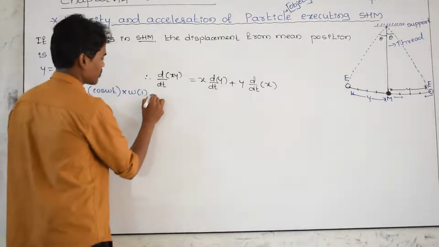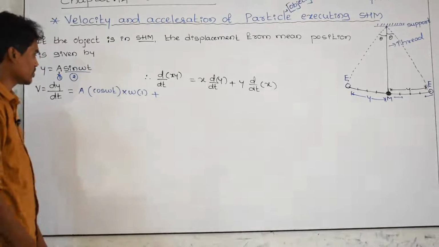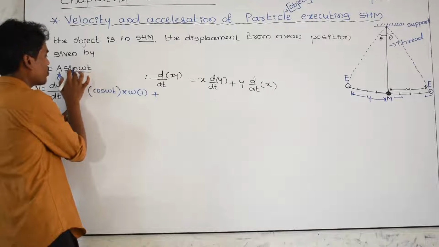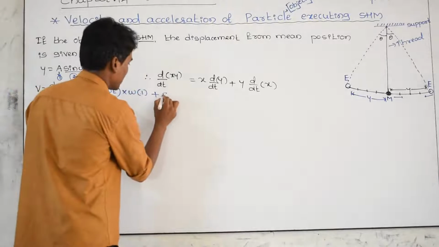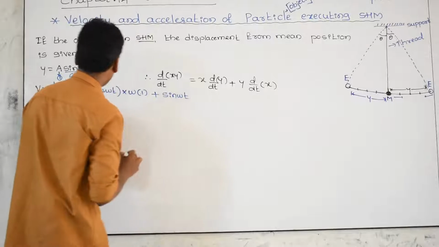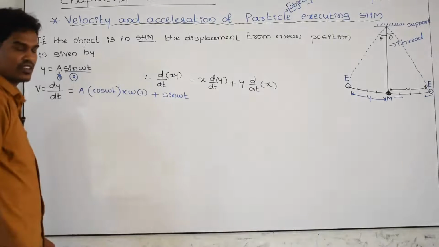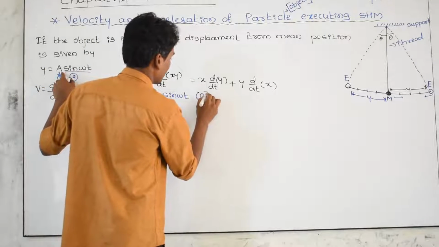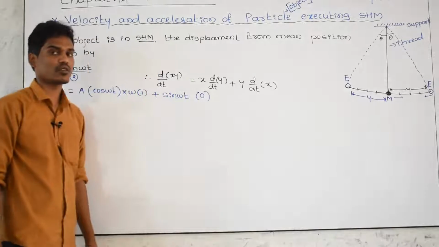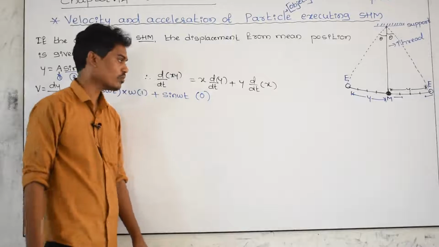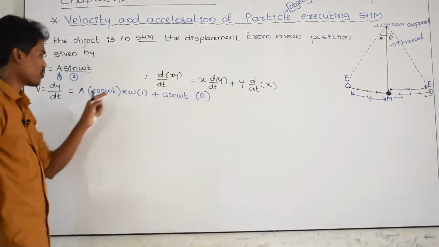And plus, again, you have already differentiated this function, and now keep this function as it is. Keep sin omega t as it is, and differentiate a. Differentiation of a is 0 because that is a constant function. Always the differentiation of a constant function is 0. I applied that formula here.